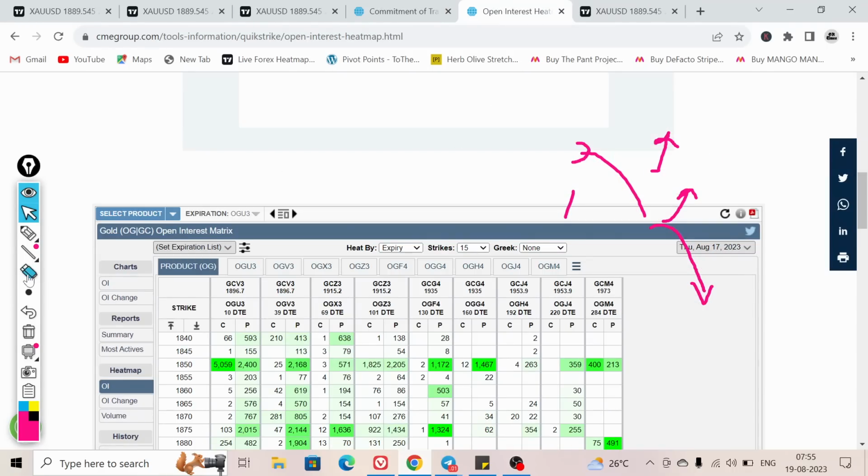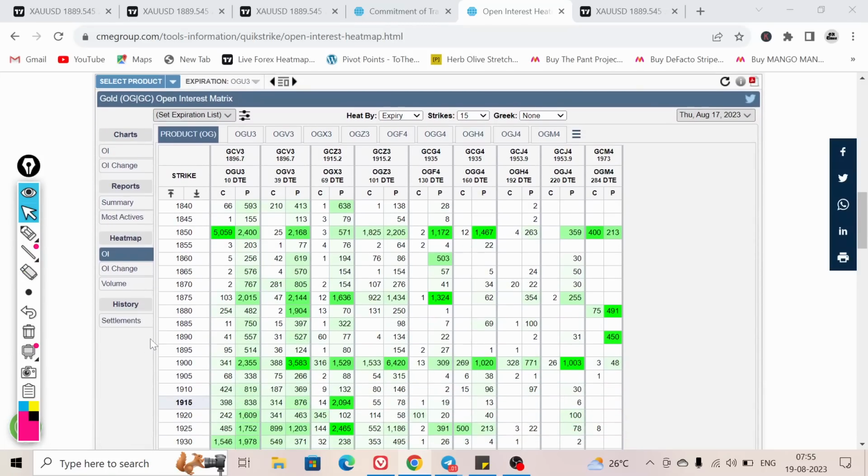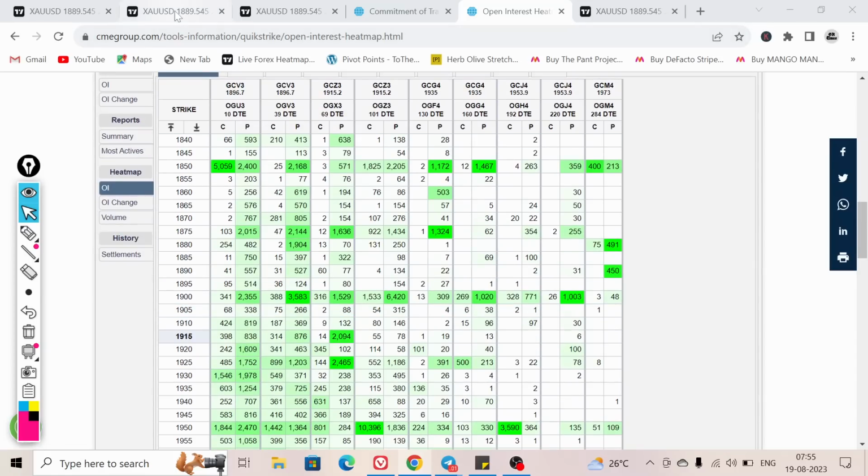And if we check the levels on the gold futures open interest heat map, these are the levels that we can consider. From the current close price of 1889, this level, 1875, is a good level of support as per quarters theory, and 1880 is also a good support. Above the current closing price, 1900 is a major resistance on the open interest heat map.